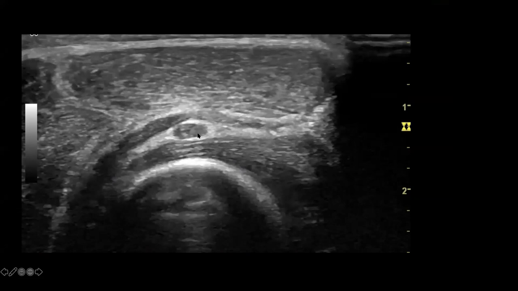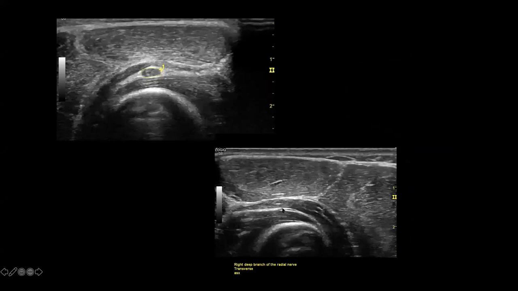If you're not familiar with this, and we're not sure, this is the deep branch of the radial nerve between the two heads of the supinator. If you're familiar with this, you'd say this might look enlarged. If you're not familiar, what I always recommend is compare the other side. And if we compare the other side, this is the asymptomatic side. So we can identify clearly that this is abnormal. It's clearly different than the other side.